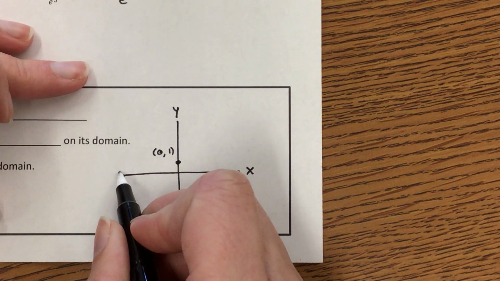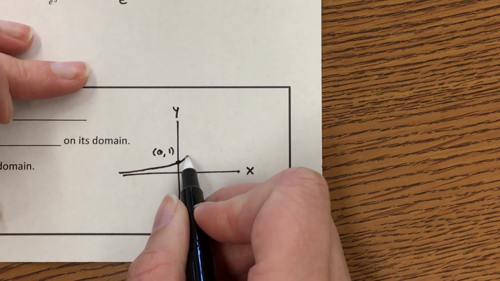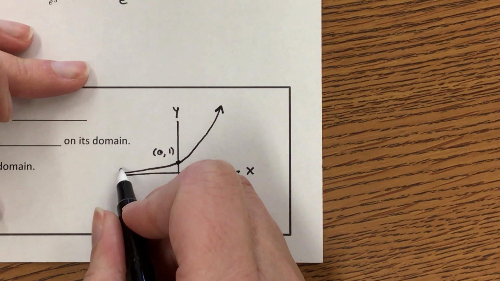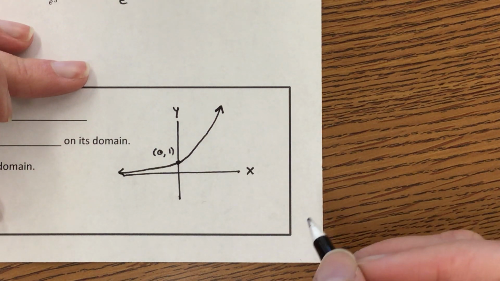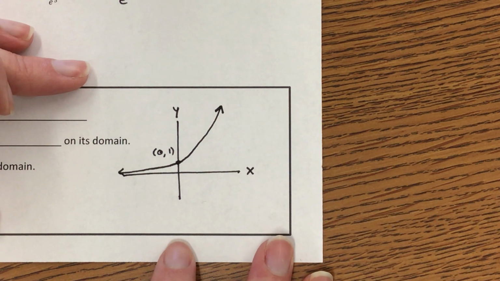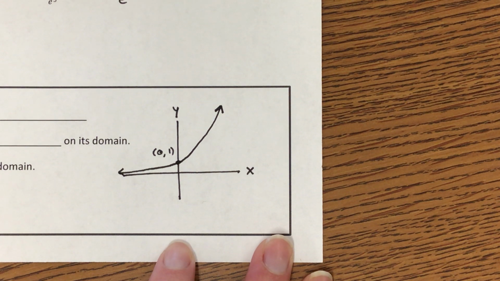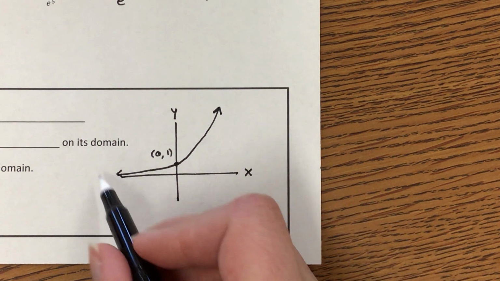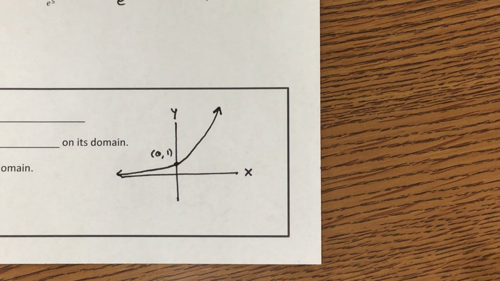It starts out really close to the x-axis, goes through (0, 1), and then goes up very quickly because it's an exponential function. Information we can get from this: our domain, since we have an arrow pointing left and an arrow pointing right and our graph is continuous, is negative infinity to positive infinity.